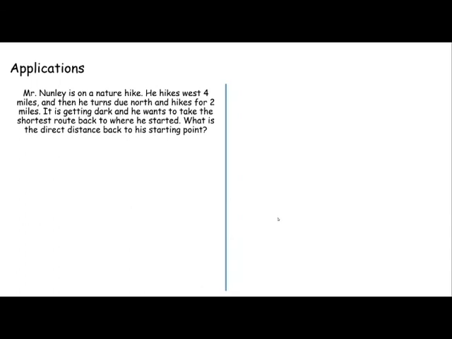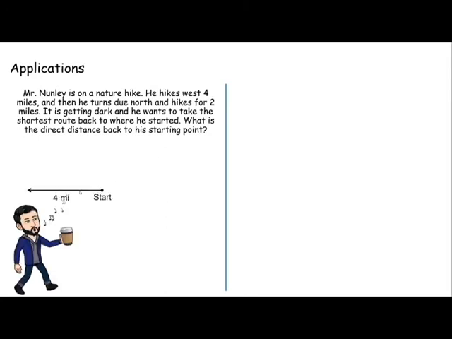These are going to be worked out the same way. You just have to learn how to recognize the triangles. For example, this says Mr. Nunley is on a nature hike. He hikes west for 4 miles. I want to go ahead and draw that as an arrow. I've got a starting point. Usually people look at west as being left on the map, so I drew my arrow that way.